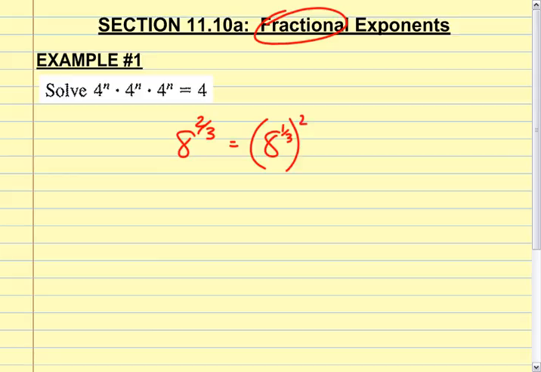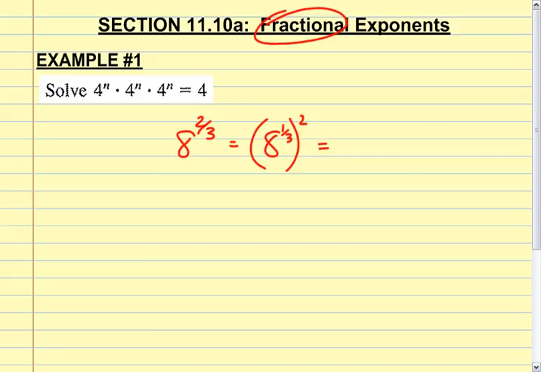What do I do with exponents that are separated by parentheses? Tucker? Exponents that are separated by parentheses. I multiply them. So do you agree that 2 times 1/3 is equal to 2/3? So do you agree that these two things are equal to each other? Yeah. Okay.